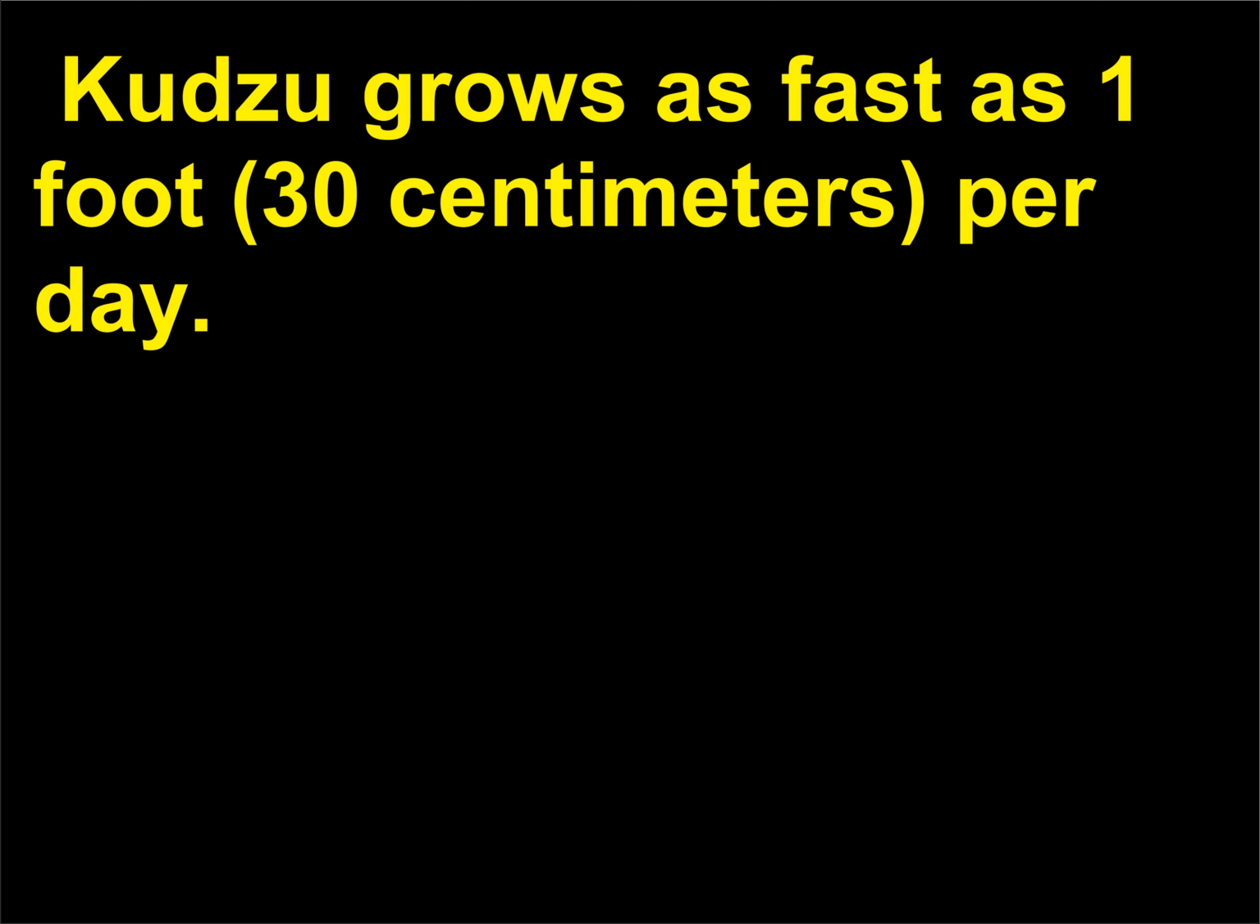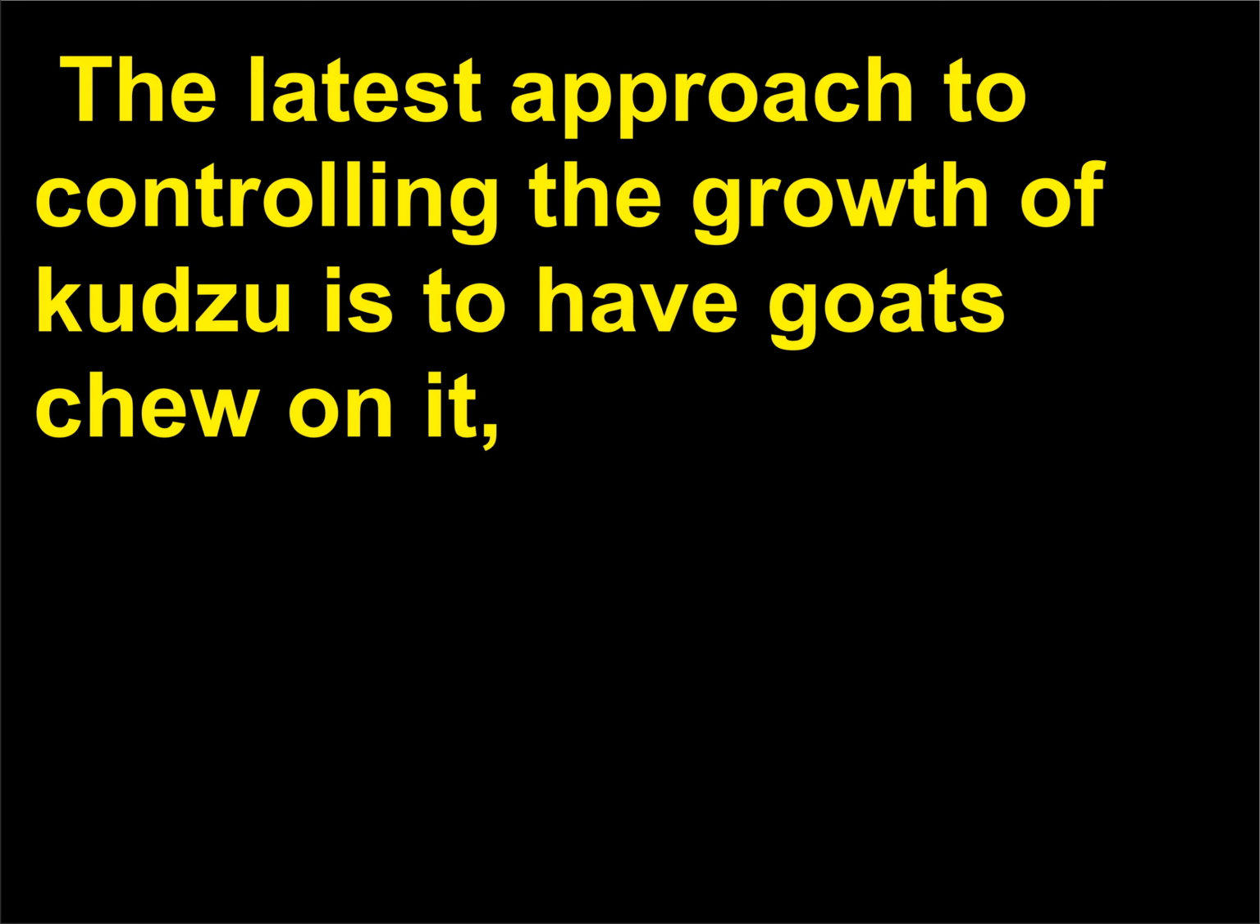Kudzu grows as fast as 1 foot, 30 centimeters, per day. The latest approach to controlling the growth of kudzu is to have goats chew on it, devouring the leaves, stems, and roots.